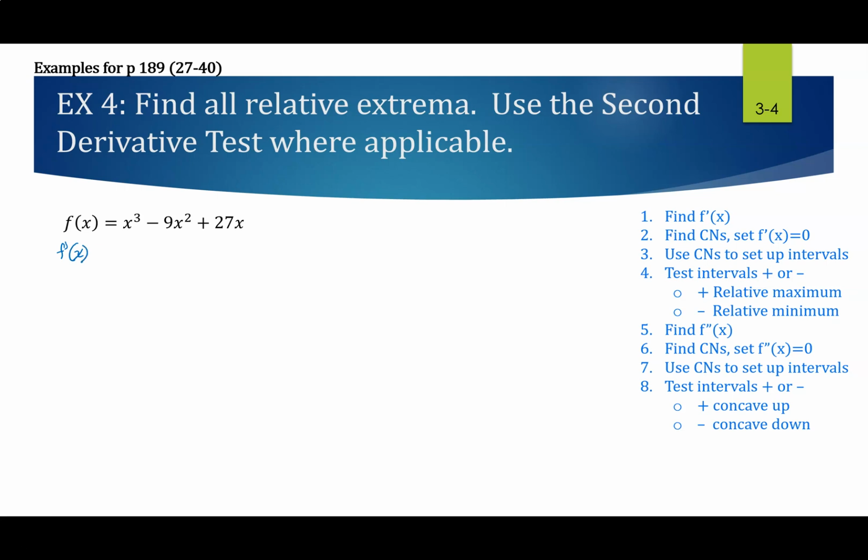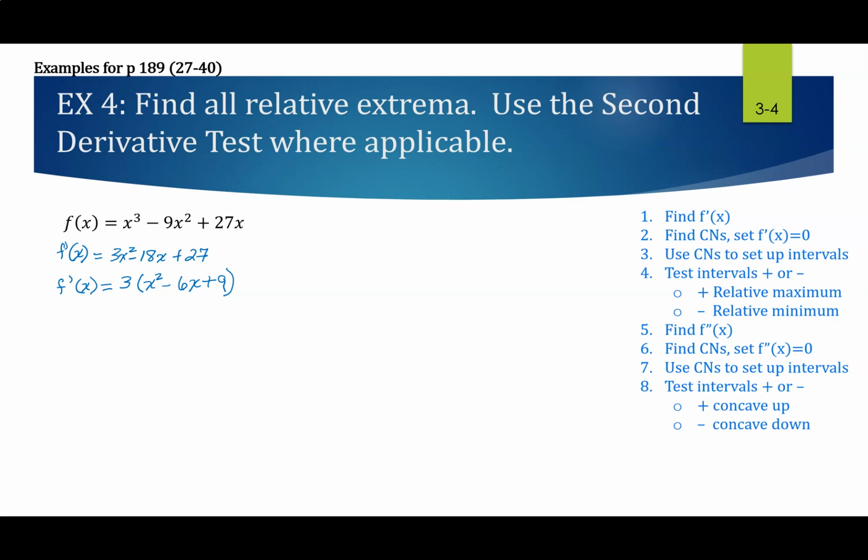So f prime is equal to 3x squared minus 18x plus 27. Then I want to simplify it because I do know I need to put it equal to 0 and solve. So we always simplify. 18 divided by 3, 6. Don't lose your negative. And then plus 27 divided by 3, 9.